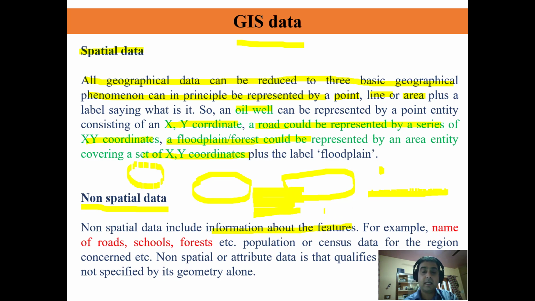And what about area? If you have a forest area, the set of x and y will define its spatial data, and the type of forest, what are the species there, what is the slope of that forest, or what is the kind of soil there, this is the non-spatial data. So there is always a possibility that against the spatial data you can add n number of attributes to that particular spatial data in the form of non-spatial data. I hope you got this.